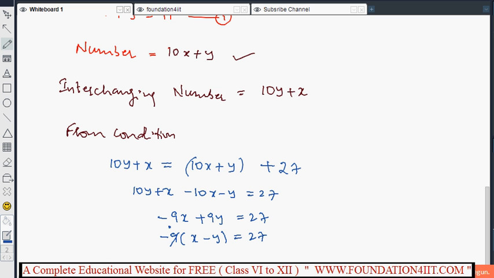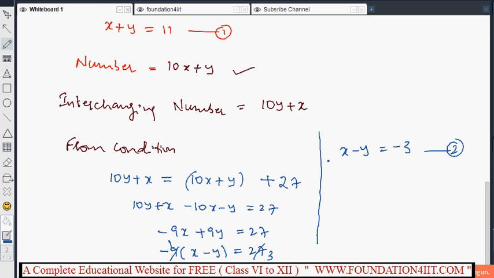So you can cancel, 9 ones are 9, 9 threes are 27. If you shift this to the right side, x minus y is equal to minus 3, because minus of x minus y is equal to 3. Now this is the second equation. The first equation is x plus y is equal to 11. Now these two equations, x plus y is 11 and x minus y is minus 3, we write together and use the elimination method.